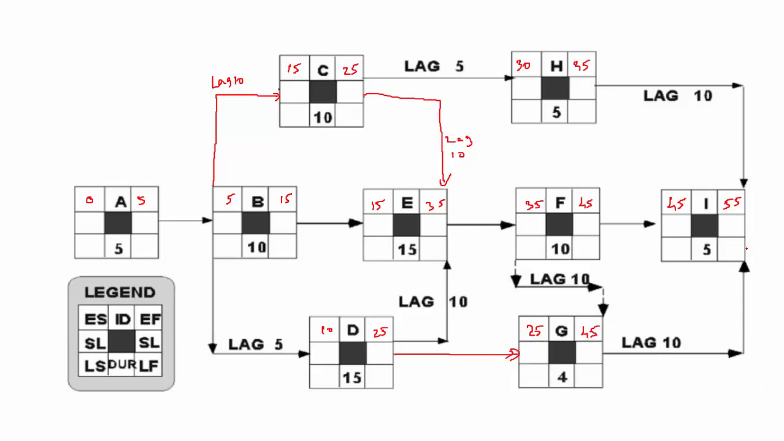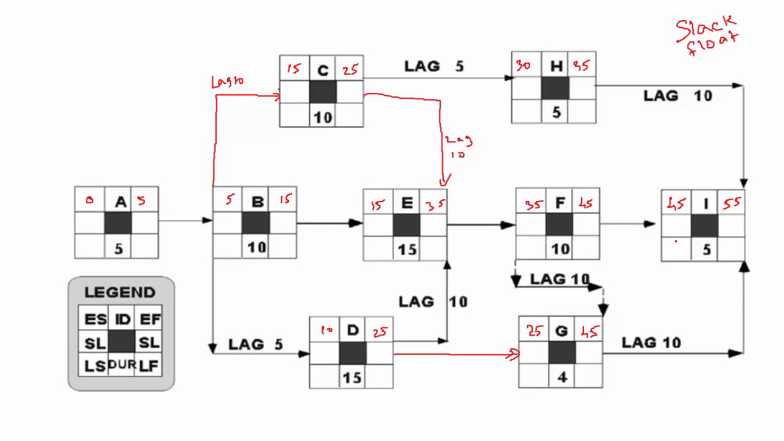Alright, in the previous video we have completed the forward pass with the lag. Now in this video we will do the backward pass with the lag. Now we have to perform the backward pass to calculate the free float and the total float. Free float and total float is also known as free slack and total slack. So either we can call it slack or we can call it float.